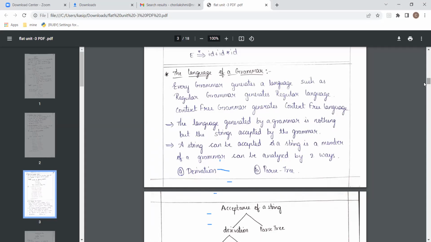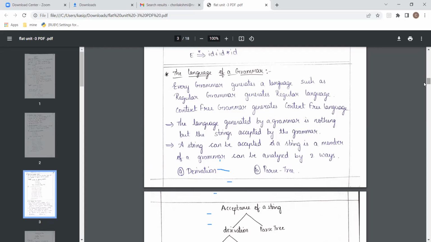Every grammar will generate a language. Every grammar, that may be the regular grammar, the context-free grammar, or the context-sensitive grammar, is going to generate languages. The regular grammar will generate the regular languages and the context-free grammars will generate the context-free languages. The language generated by the grammar is nothing but the strings accepted by the grammar.